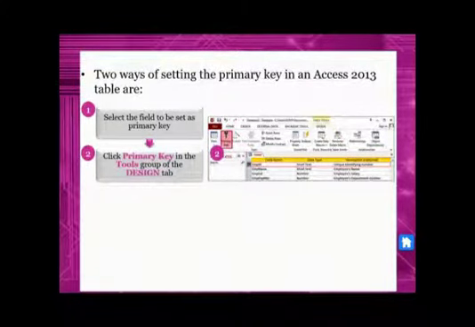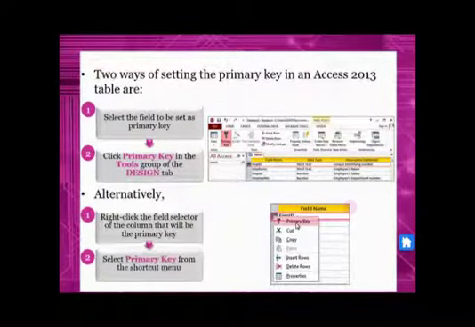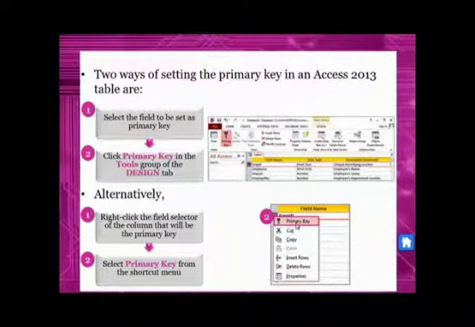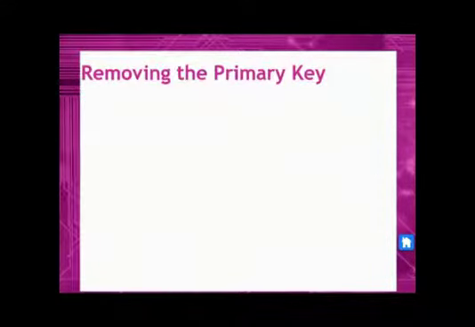Click Primary Key in the Tools group of the Design tab. Alternatively, right-click the field selector of the column that will be the primary key and select Primary Key from the shortcut menu. After you set the primary key, a key icon will appear in the gray selector area to the left of the field's name.